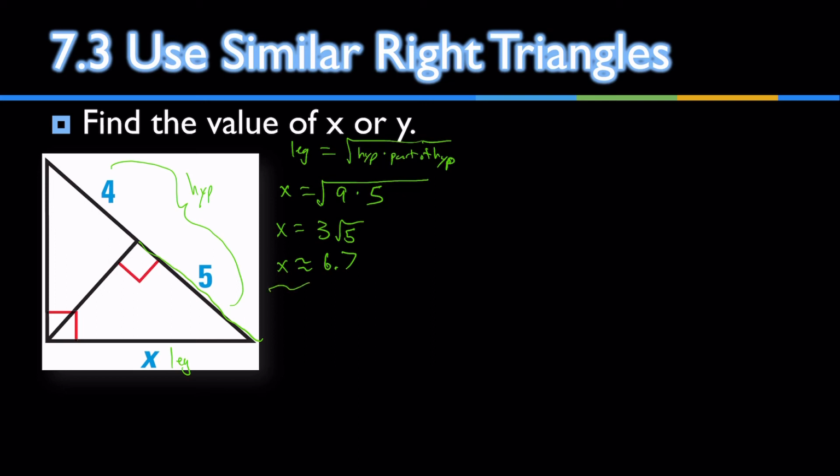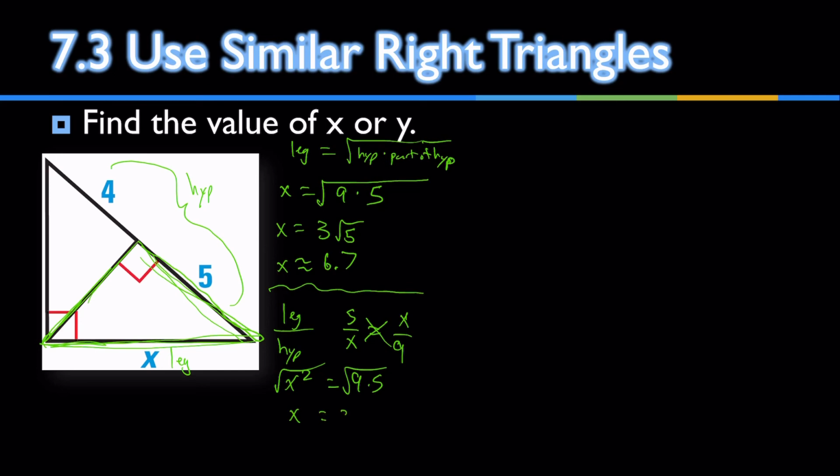You could have also set it up with similar triangles. We could have taken this triangle and the main outside triangle, and we could have done leg over hypotenuse, let's say. The leg is 5, the hypotenuse is x. On the big outside triangle, the leg is x and the hypotenuse is 9. Cross multiply, x squared is 9 times 5, square root, 3 square root of 5.